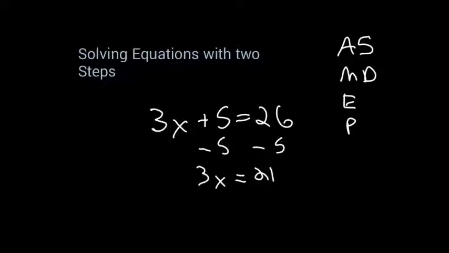So now I have a one-step equation. I have 3x equals 21. The opposite of multiplying by 3 is dividing by 3, so I'm going to divide both sides by 3, and I get x is equal to 7.